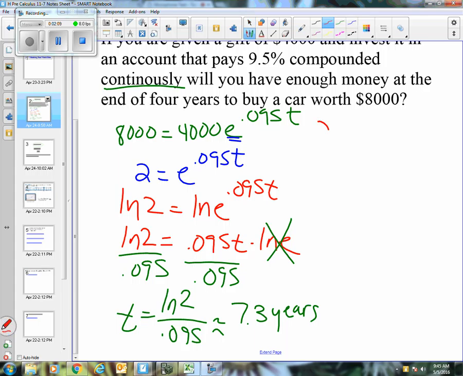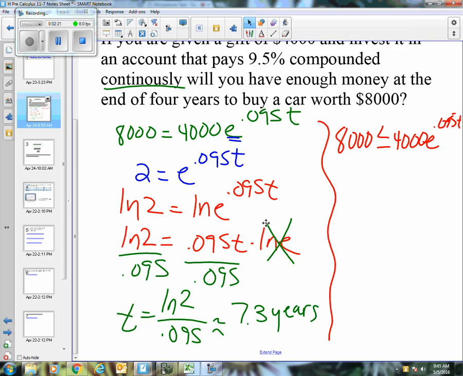Now, some people, and maybe you did this as well, looked at it as an inequality. Thinking about it like this, it's not just 8,000, it could be more than that as well, right? So if I ended up having 10,000, cool, I would still have enough money. They solved it as an inequality. The steps are identical, but the t value would have to be greater than or equal to 7.3 years. So again, you would still come up with that same determination.